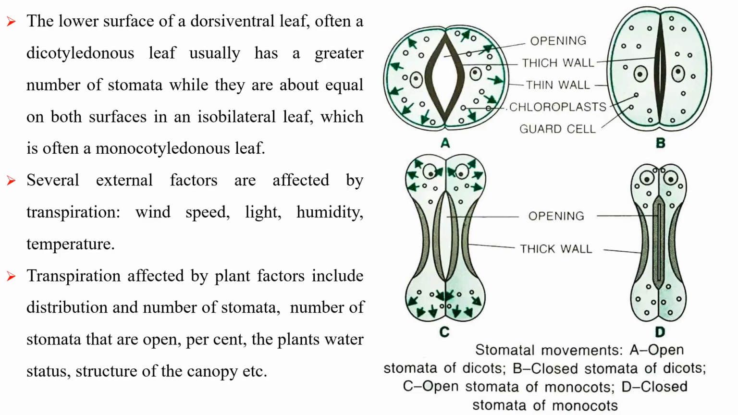The lower surface of a dorsiventral leaf, often a dicotyledonous leaf, usually has a greater number of stomata, while they are about equal on both surfaces in an isobilateral leaf, which is often a monocotyledonous leaf. Several external factors affect transpiration: wind speed, light, humidity, temperature. Plant factors affecting transpiration include the distribution and number of stomata that are open, the percent of water, the plant's water status, the structure of the canopy, etc.